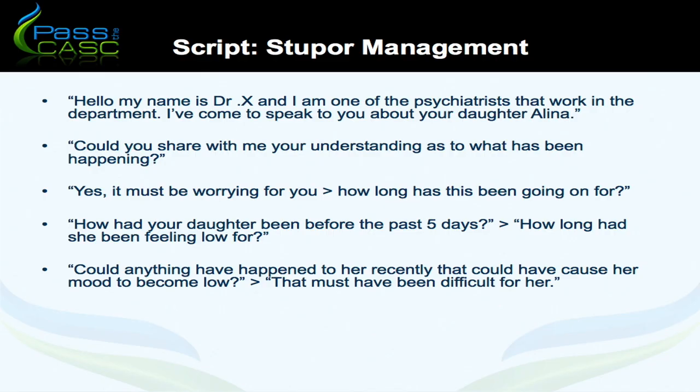So then we're told that she's been in this condition where she's not been responsive for 5 days. And so then we'd need to obviously ask about the onset of low mood before then. So how long has she been feeling low for? And then asking an open question for any specific triggers. So could anything have happened to her recently that could have caused her mood to become so low? And then obviously an acknowledgement of how difficult those things would have been for her.